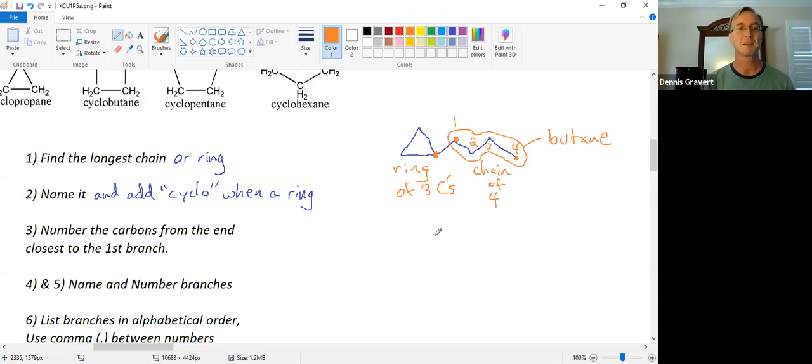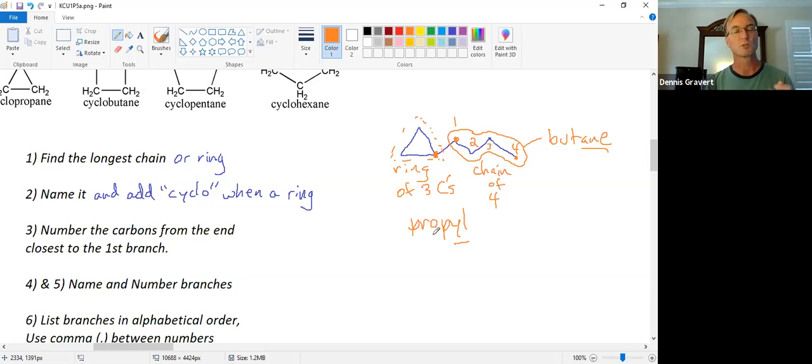So step 3. Step 4, name and number the branches. Okay, so what is this thing? Well, 3 carbons is called prop. That reminds me of propane. Propane is the parent name though. So if we have extra carbons, branches, we don't say propane, we say propyl. We change the ane ending to a yl ending to represent the fact that these carbons are not part of the parent, they are a branch.